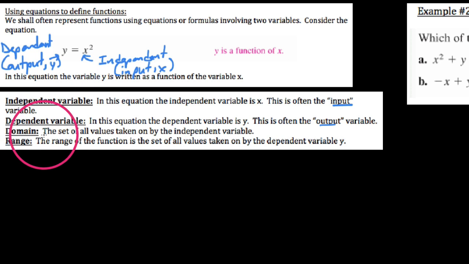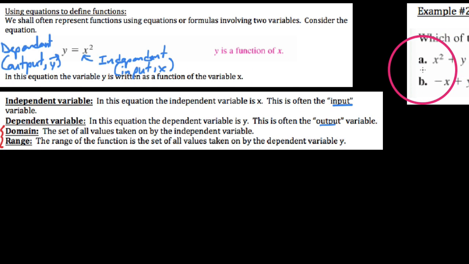We want to specifically state that the domain is the set of all values taken on by the independent variable. So because the domain refers to the x variable, the domain really is just the set of all numbers that x can possibly assume. And the range of the function is the set of all values that the y variable takes on with that given relationship. One thing to keep in mind is that the domain and range are not always all x values or all y values.